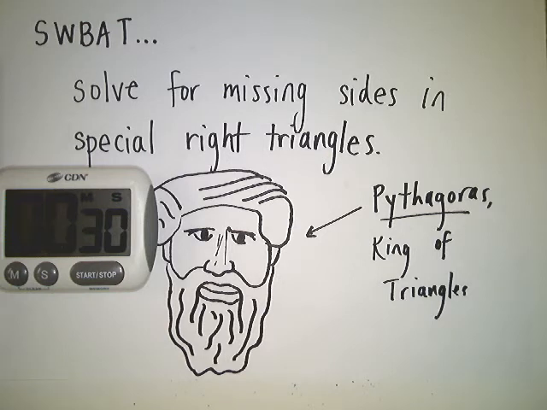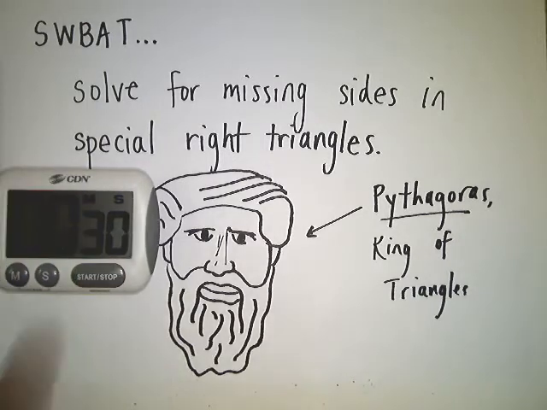Today we're having a little throwback lesson from geometry. We're going to learn to solve for missing sides in special right triangles. Go ahead, take 30 seconds to copy down today's objective, and if you'd like, to start this picture of Pythagoras, the king of triangles.